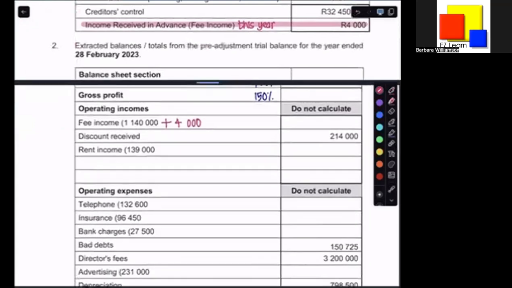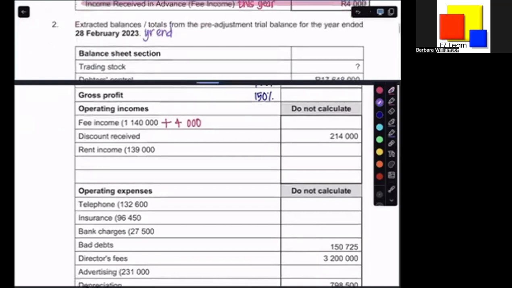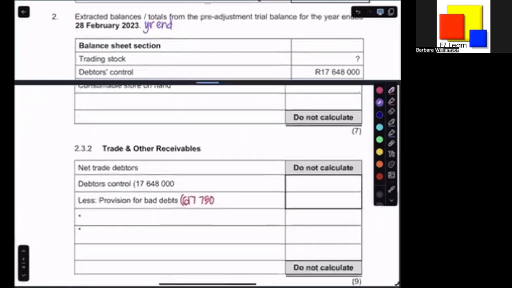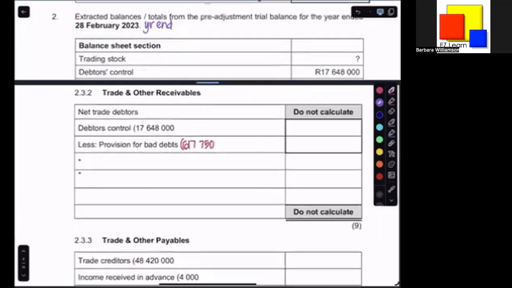We are then given the extracted balances or totals from the pre-adjustment trial balance for the year ended 28th of February 2023. So these are now your year-end balances that have been given. Trading stock, we don't know. Debtors control would obviously go to the receivables note, and the figure's already shown over there.